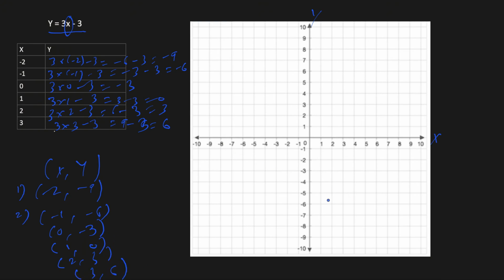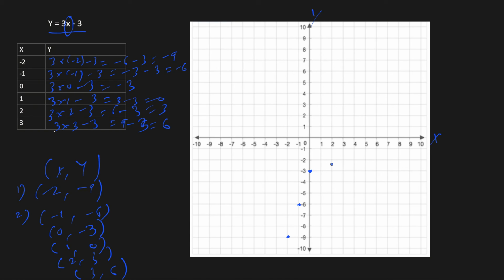Okay, so let's start with the first, which is minus 2. So minus 2 is here on x, and then minus 9 is here. So this is our first point. Second is minus 1 and minus 6. So this is minus 1 and this is minus 6. This is our second point. Then we have 0 comma minus 3. So x is 0 and y is minus 3. This is our third point.